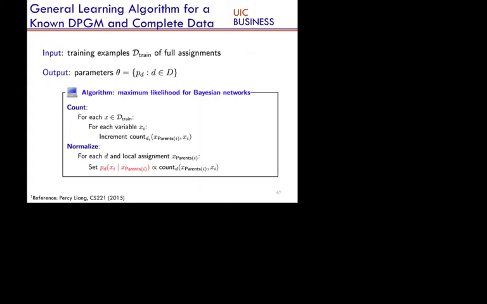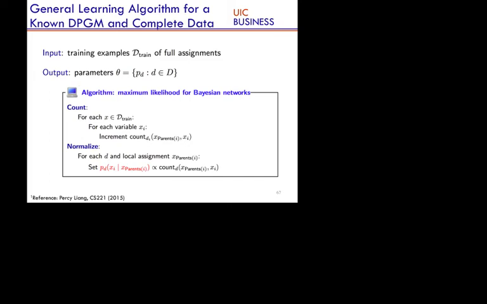And that leads to the general algorithm, which is just the same as what we were doing before. We have training data of full assignments, and we want to compute these parameters, which are essentially the descriptions of these conditional distributions. So for every data point in my training data, for every variable, I'm just going to increment the count of that factor or that conditional distribution which includes that variable.